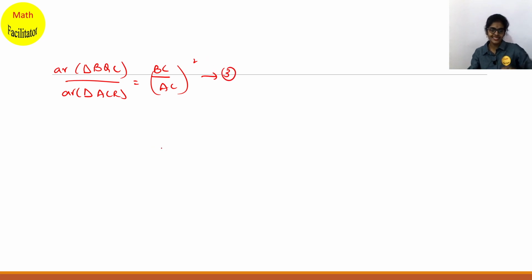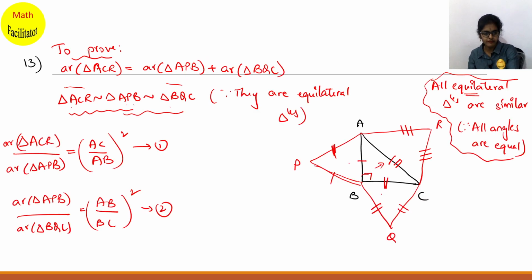Okay. Now let's add all the equations. But before adding, just see. If you add equation 1 and 3, the bigger triangle is ACR, isn't it? You have to prove that ACR is equal to APB plus area of triangle BQC. So the bigger triangle should be the denominator. Like in the other question in the last class I told you, if the bigger value is in the denominator, it will be easy for us to take LCM.